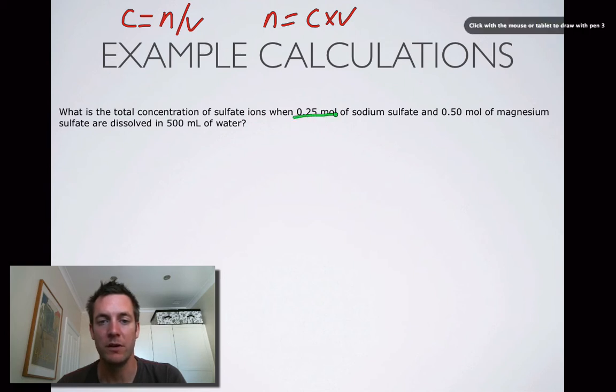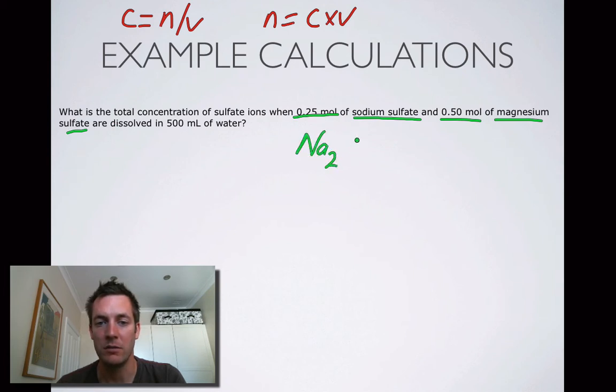We've got 0.25 moles of sodium sulfate. We've got 0.5 moles of magnesium sulfate. So once again, we need to know what the formulas of these substances are if we're going to know what the ions that are present here. Okay, so we've got sodium sulfate, Na2SO4, and magnesium sulfate, MgSO4.